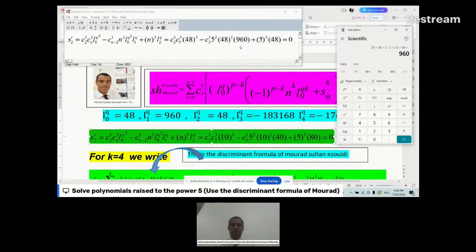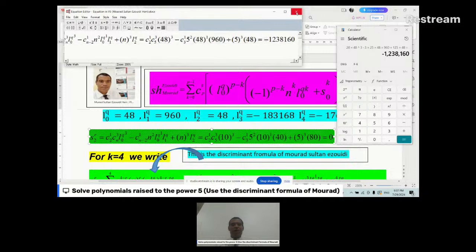This one, learners, I'm going to calculate this. You can see this one, 20 times 48 raised to the power 3, minus 3 times 25, it's written here, times 48 times 960. Then plus what? Plus 5 cubed, meaning 125, plus 125 times 48, learners, 48. This one is equal to negative 1,238,160. So this one is equal, learners, to negative 1,238,160. This is the value of S2.